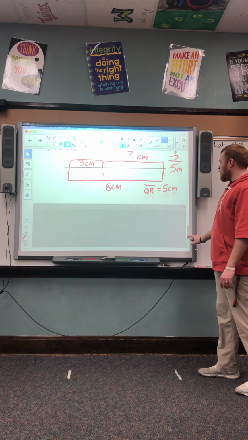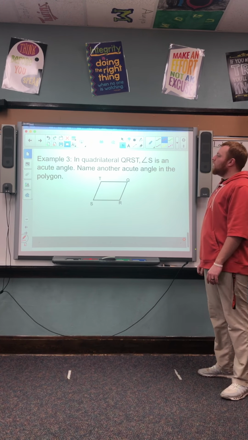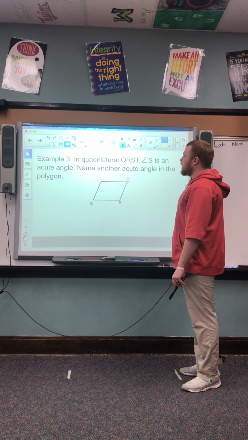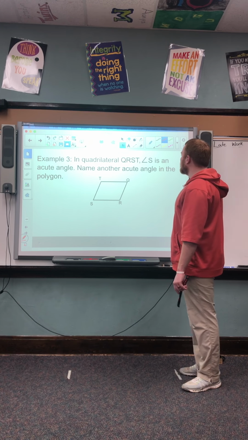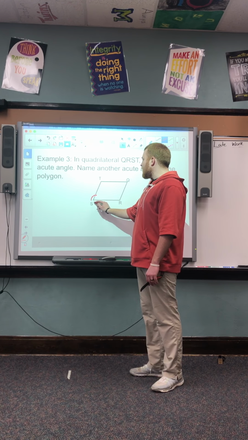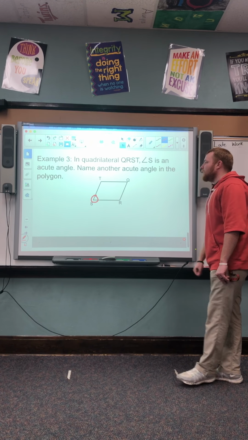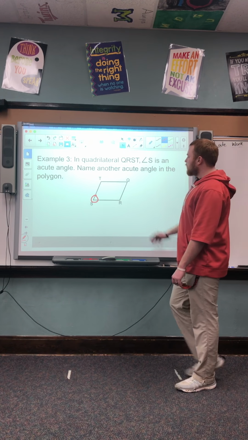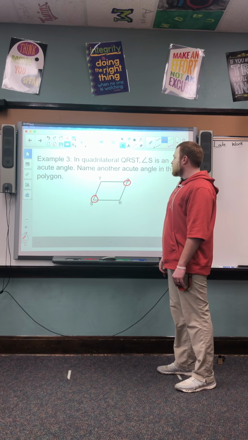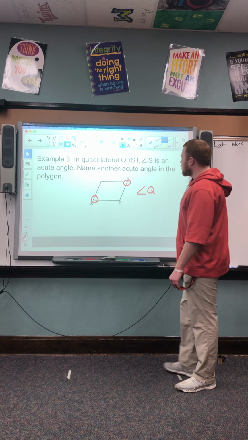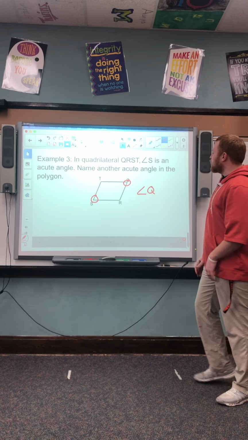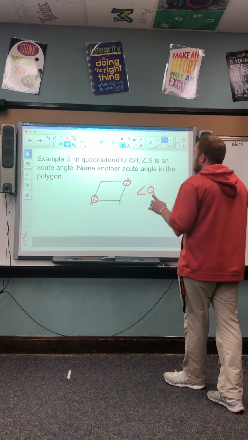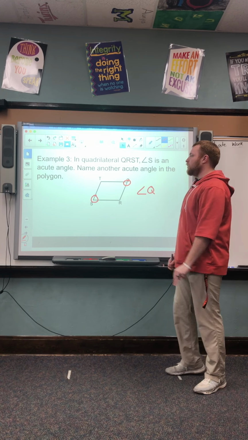Okay? And then last example. In quadrilateral QRST, angle S is an acute angle. Name another acute angle in the polygon. So angle S would be right here. That's an acute angle. We need to find another acute angle. Which one would be an acute angle? I would say the one that's opposite of it. I would say angle Q. Now remember, you have to label it with a symbol. Don't put the word in front of it. Don't use the word, use symbols; abbreviate when you're dealing with that.